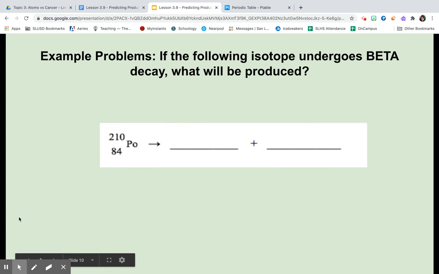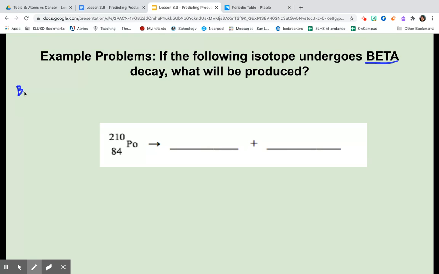Okay, so go ahead and see if you can figure out this one on your own. Notice that the difference with this one is it undergoes beta decay. So instead of using the symbol for alpha decay, we need to use the symbol for beta decay. And when you're ready to double check, you can quickly unpause this video and fast forward to the answers.